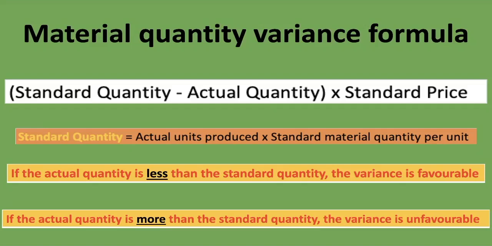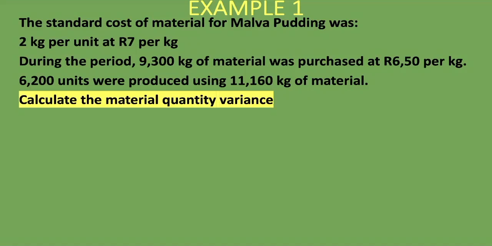So let's take a look at a few examples and see how you calculate the material quantity variance. Here's our first example. We are told that the standard cost of material for Malva pudding was 2 kg per unit at 7 Rand per kg. During the period, 9,300 kg of material was purchased at 6 Rand 50 cents per kg. And then we are also told that 6,200 units were produced using 11,160 kg of material.